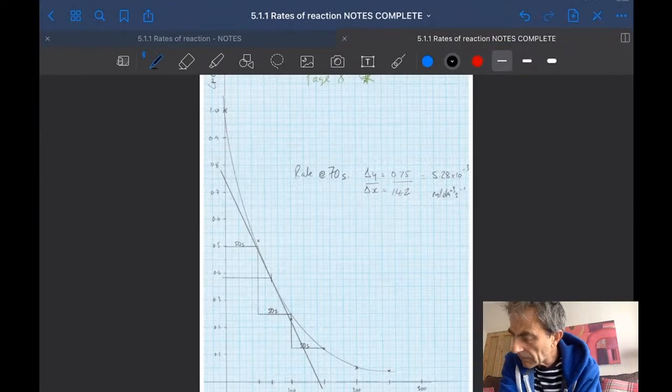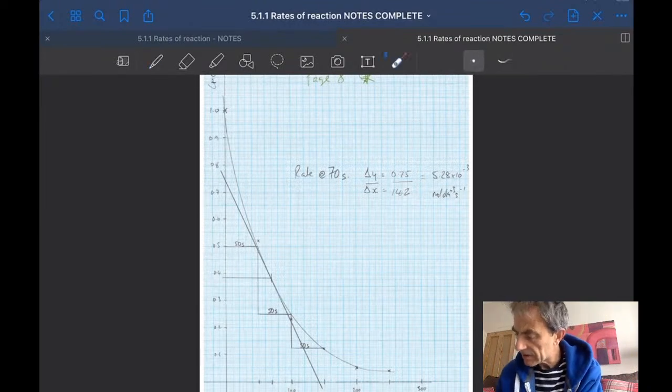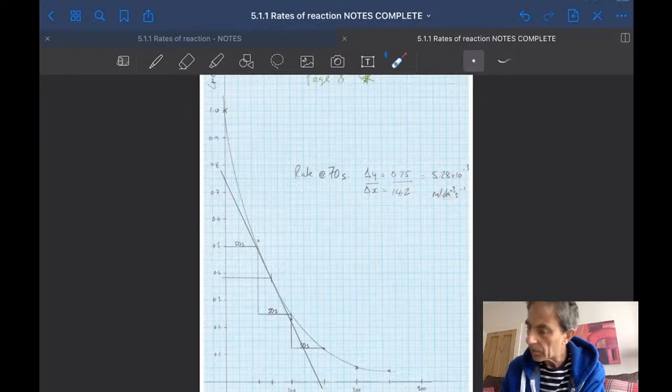Right, the rate at 70 seconds, so you can see I've drawn a tangent to the curve, so there it is there. Change in y divided by the change in x has given me a rate of around about 5.28 times 10 to the minus 3 moles per decimeter cubed per second.